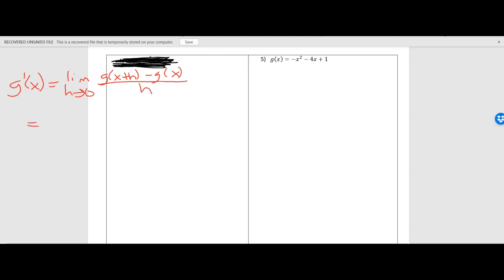So g of x plus h is going to be negative quantity x plus h squared minus 4 times the quantity x plus h plus 1 minus the entire g of x function.